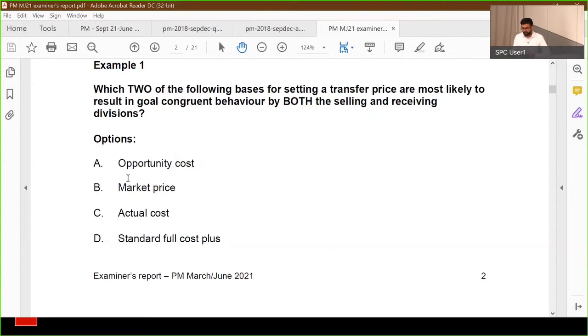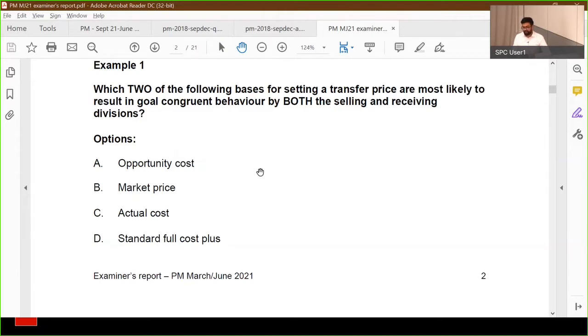Now out of these four, which ones do we think are realistic ways to set the transfer price and which will achieve the goal congruency behavior? So it is a point where both the buyer and the seller, the buying division and the selling division, would be happy in selling the goods and doing the trade. So let's come to the first one, opportunity cost.